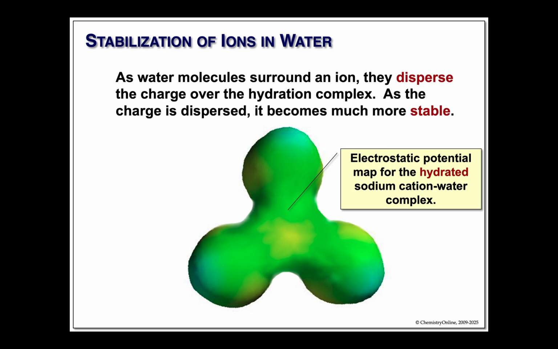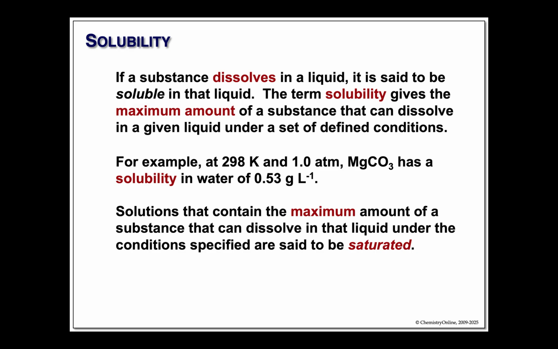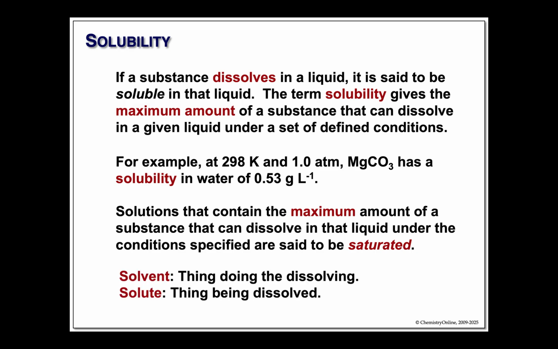Well, let's just talk a little bit about solubility. The term solubility means that something dissolves in something else. Solubility is associated with a number. At room temperature, 1 atmosphere, magnesium carbonate has a solubility of roughly ½ a gram per liter. That means you have a liter of water, ½ a gram of this, it ought to dissolve.